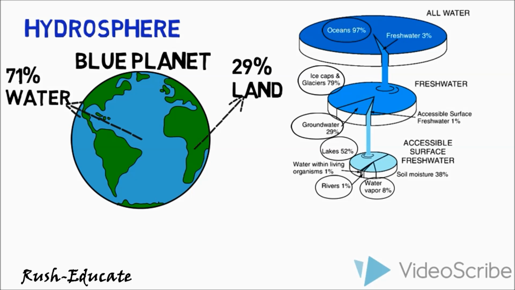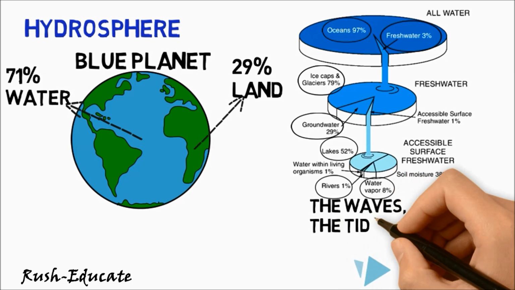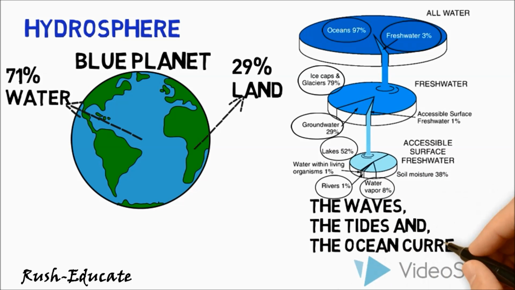A large proportion of the rest of the water is in the form of ice sheets and glaciers, or under the ground, and a very small percentage is available as fresh water for human use. Oceans are the major part of hydrosphere. They are all interconnected. The ocean waters are always moving. The three chief movements of ocean waters are the waves, the tides, and the ocean currents.